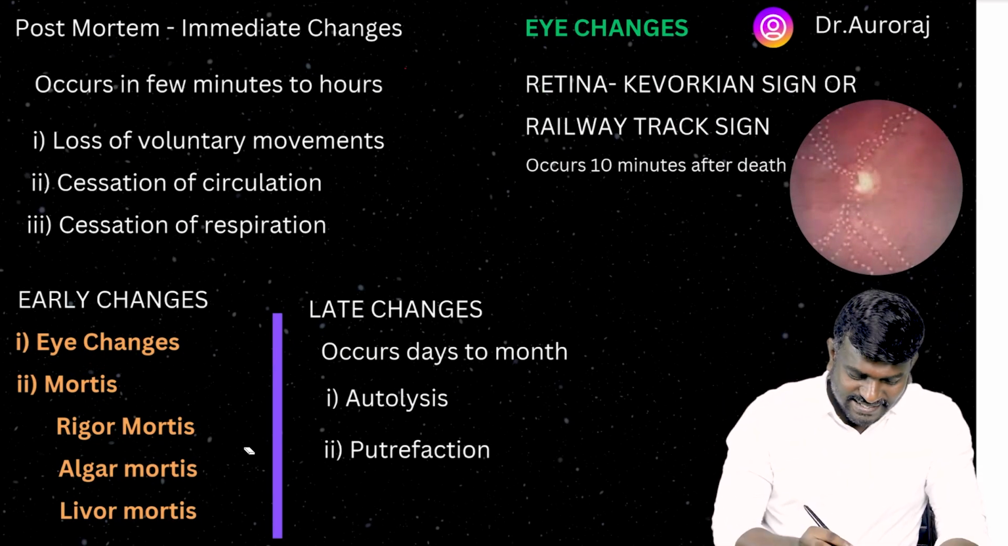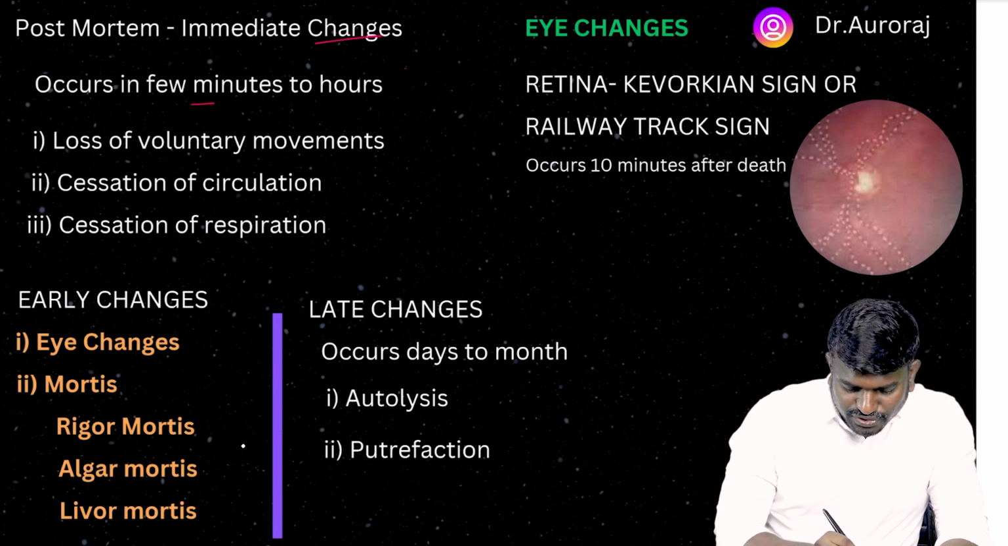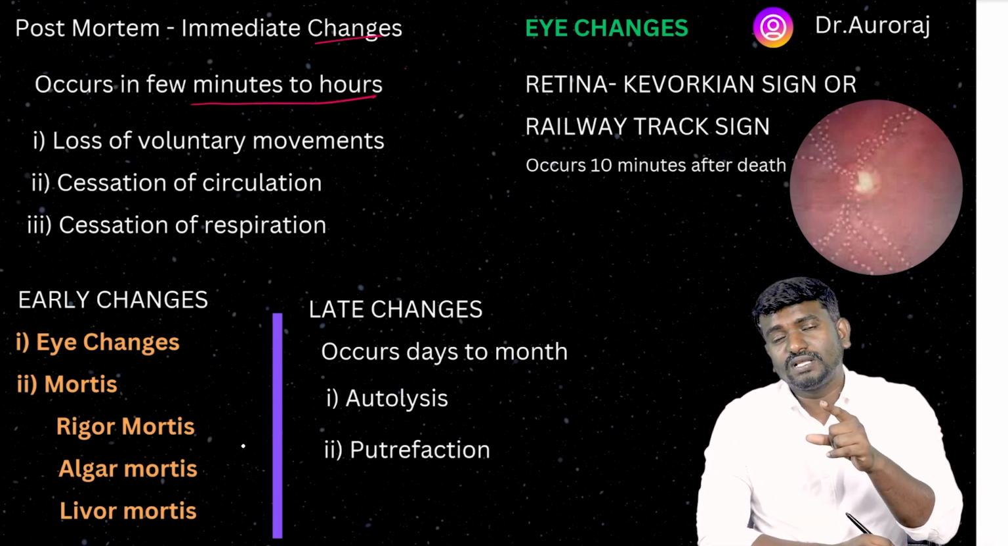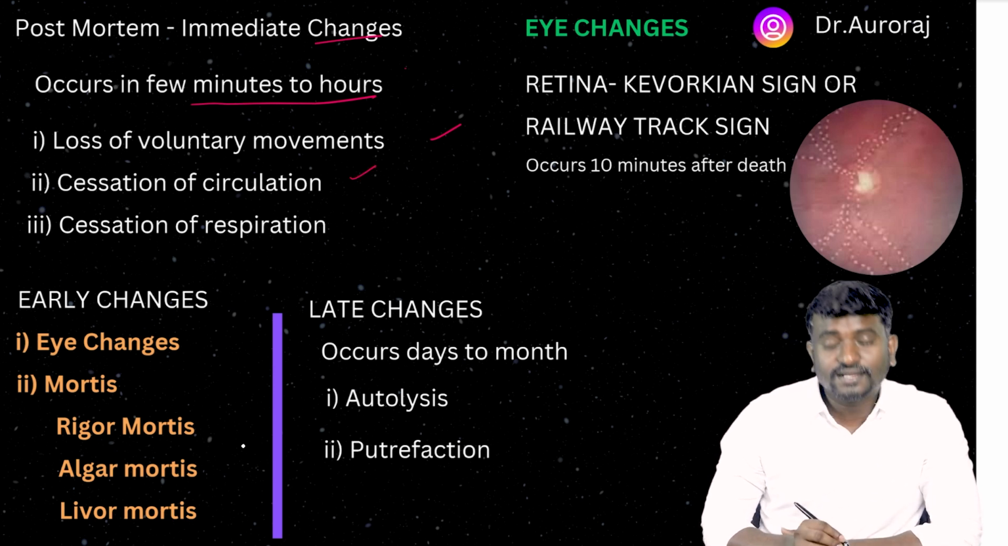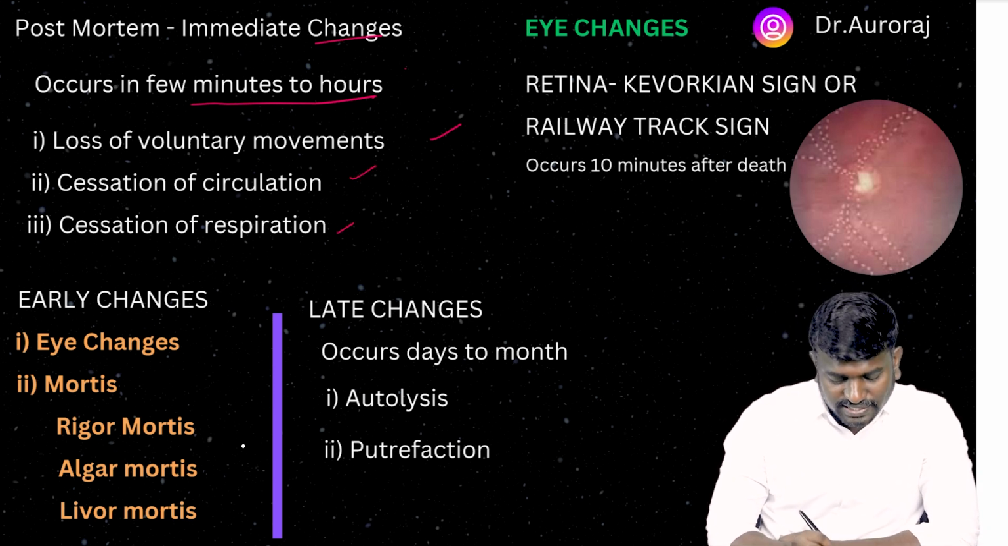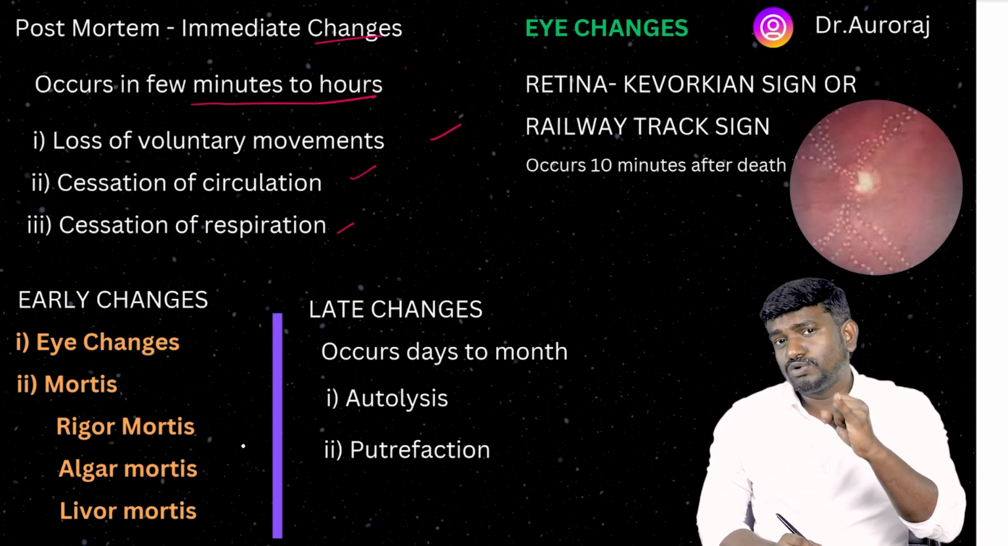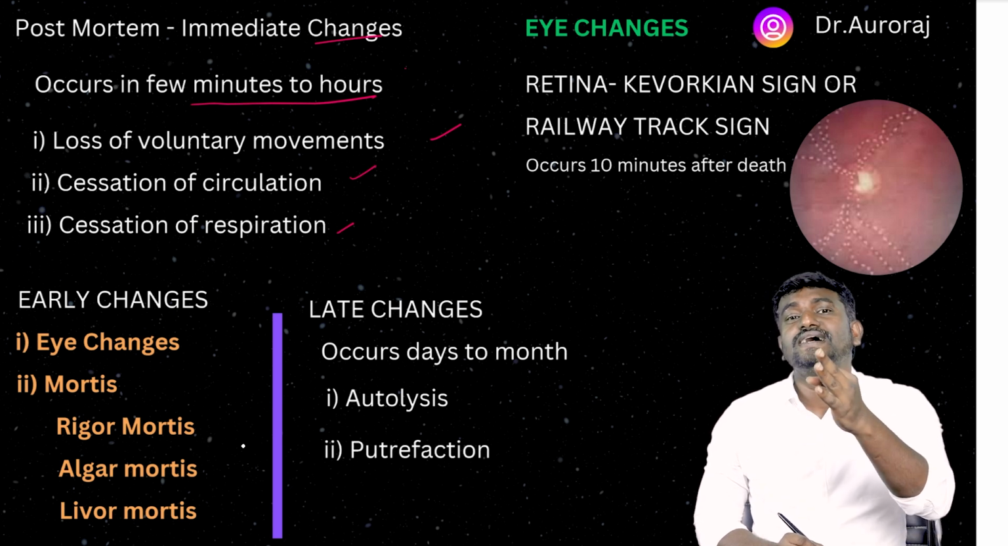Postmortem immediate changes occur within a few minutes to hours. Yes, what is going to be number one? Loss of voluntary movements, cessation of circulation, and also cessation of respiration. Very important. Let's go. Loss of voluntary movement, cessation of circulation, cessation of respiration.